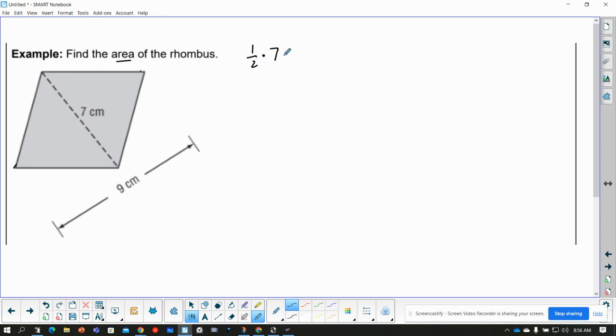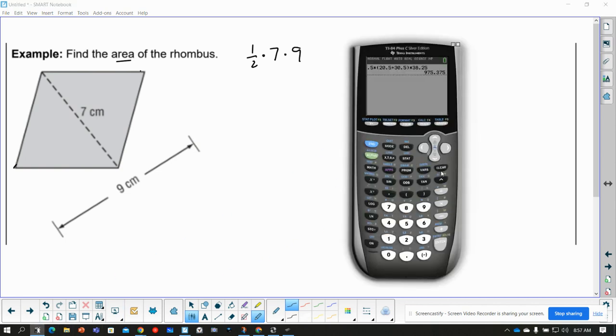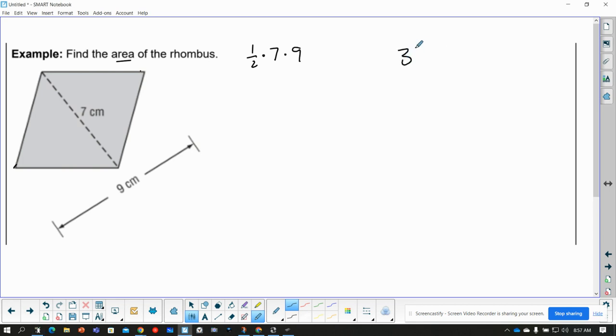1/2 diagonal 1 times diagonal 2. And so on my calculator, all I'm going to do is 0.5 times 7 times 9. 0.5 times 7 times 9 is 31.5. And it's centimeters, so it'd be centimeters squared. Okay, and that is the area of a rhombus.